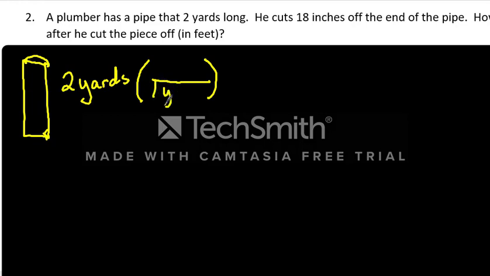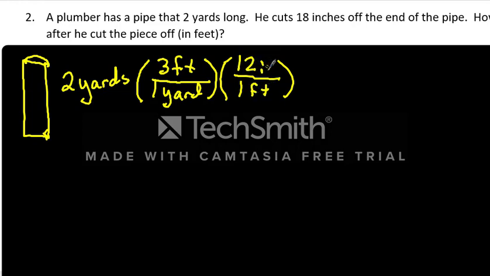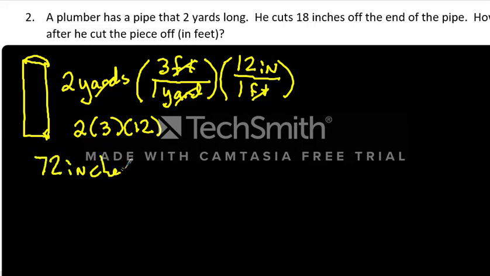We know that 1 yard is equal to 3 feet, and I also know that 1 foot is 12 inches. That way yard cancels yard, feet cancels feet, and I'm left with inches. So how long was this pipe at the very beginning? Well, it would be 2 times 3 times 12. So this pipe at the very beginning was 72 inches long.